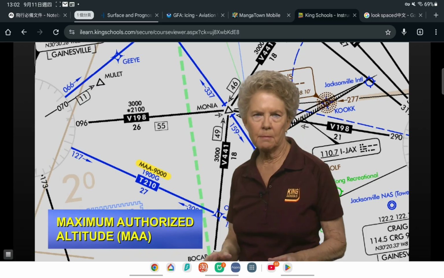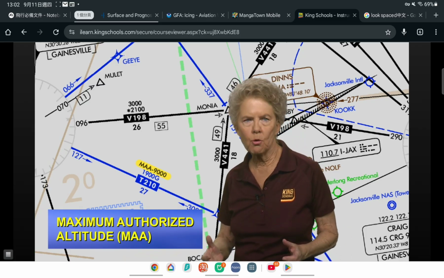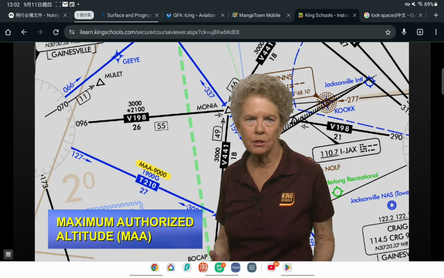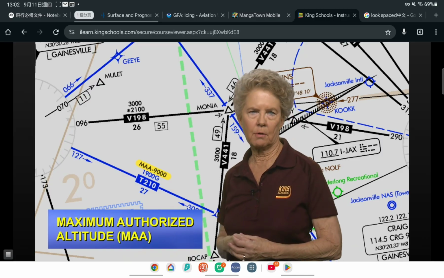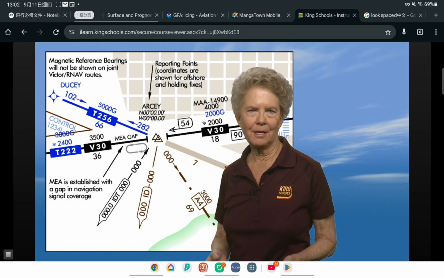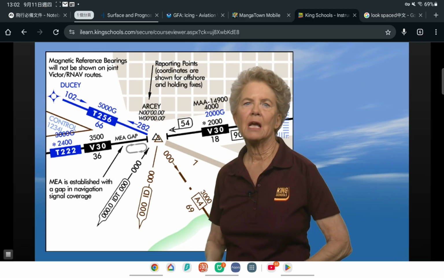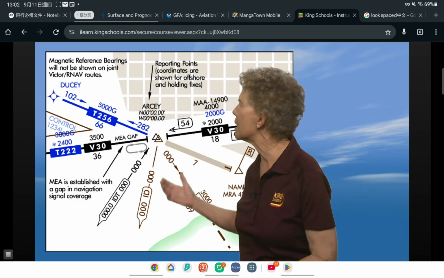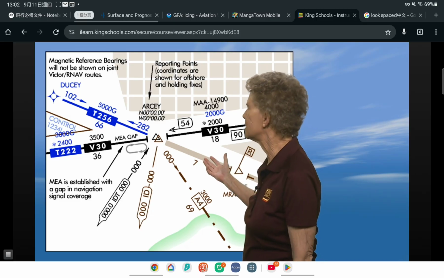You'll find that MAAs are now much more common due to the flexibility of today's navigation systems and more direct routings. But even though things are changing rapidly, it still is a good thing to know just what those numbers on the airways mean.